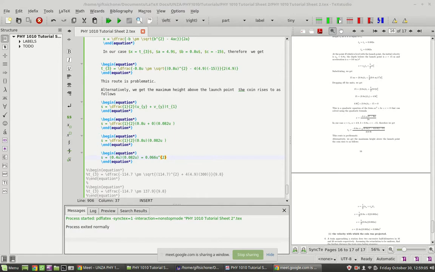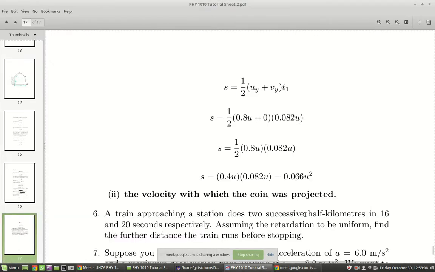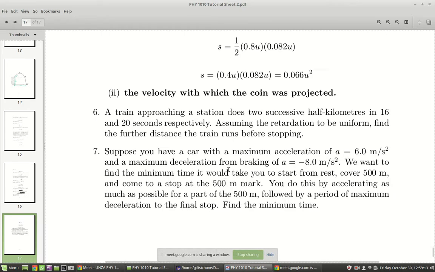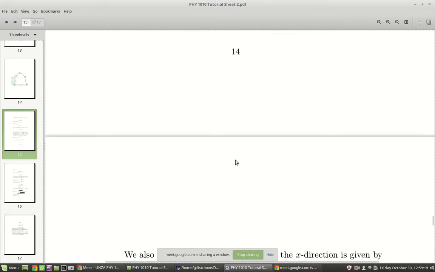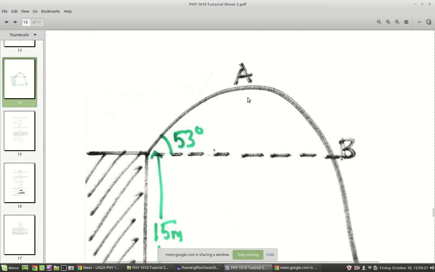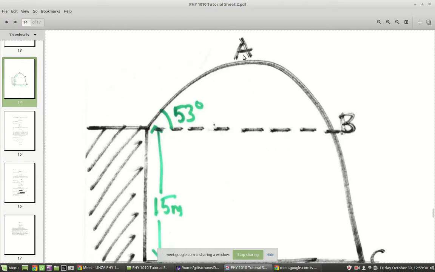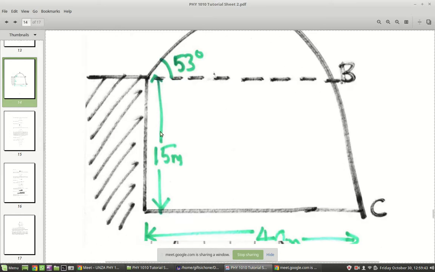I don't know if this is going to help us in any way. Yes, sir. Okay, so this is the height above the launch point, from here up to there. We already have T1. Then if we want the time it's going to take from A all the way up to C, we need to add this height we have worked out above the launch point to the 15.